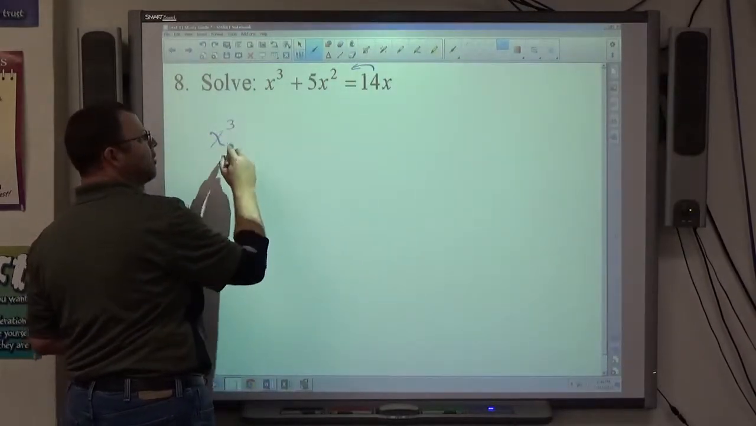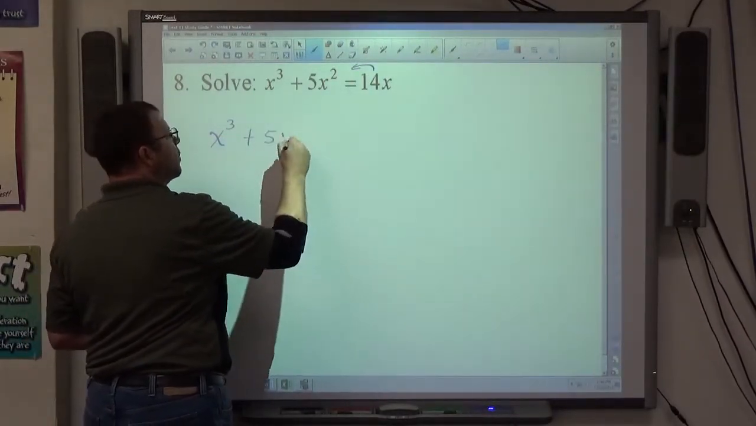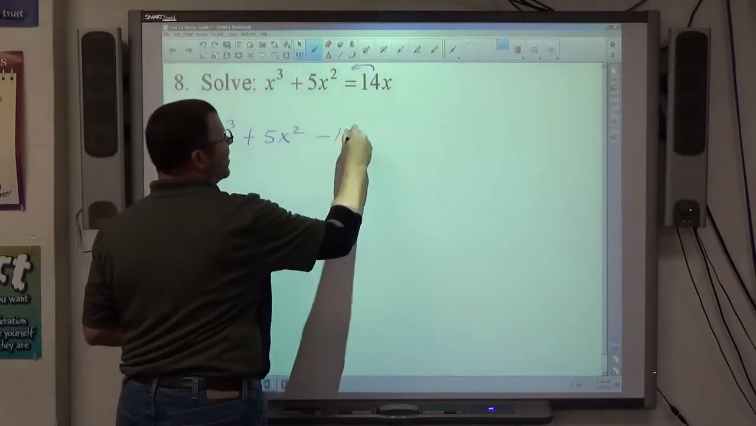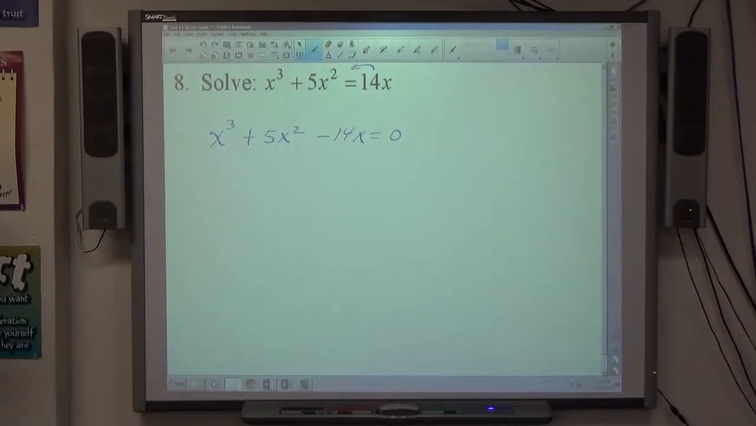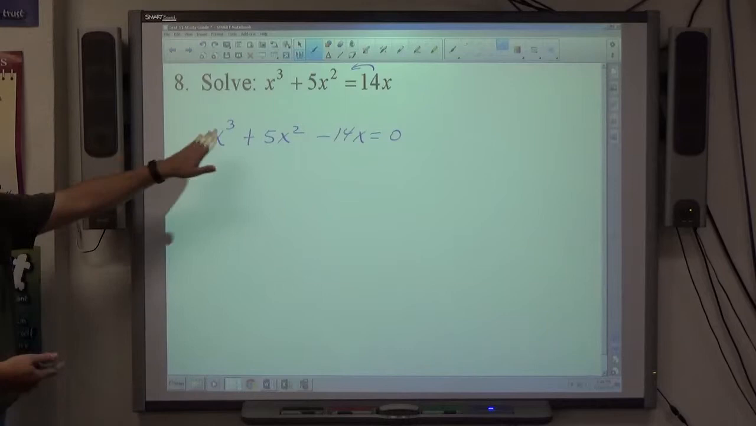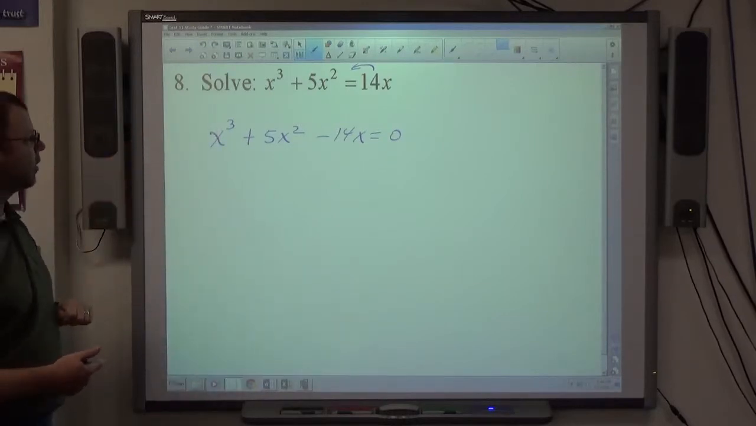X cubed is positive, x cubed plus 5x squared. I don't care about that one. Minus 14x, I don't really care about that one either. As long as the highest power term is positive, it's in good shape. So that's my first task, to get everything on one side equal to 0, highest power term positive, so moving to make that occur.